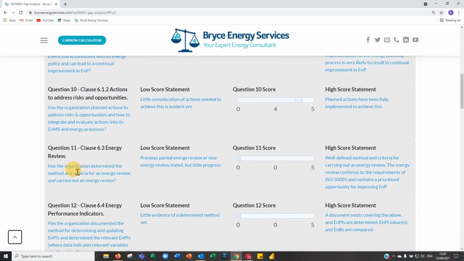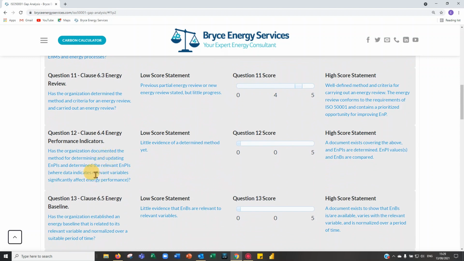Energy review. Has the organization determined the method and criteria for an energy review? So starting ISO 50001 requires a full energy review. This could be an ESOS report, but this should also be an annual review, in order to establish some of the baseline indicators which are required. So what is your business using in 2019 and what is your plan to reduce from that level? So very important, start with an energy baseline review, if you like, and then energy reviews year on year or at the frequency determined by your management system.